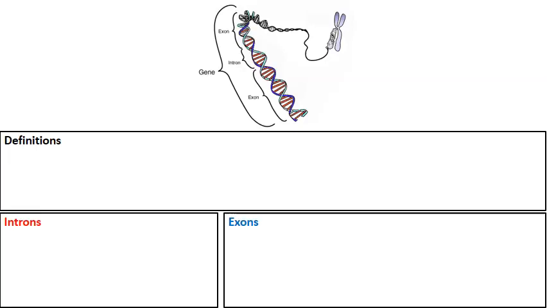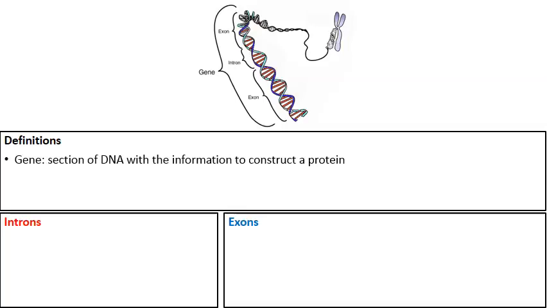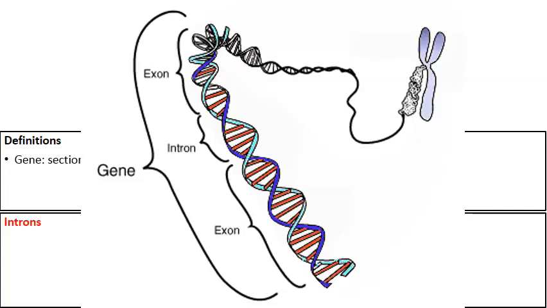Okay, so when we go through this process, we need to understand a few definitions. And first of all, the definition of a gene. From this picture, you can see a gene is a section of DNA with information to construct a protein. Let's take a little closer look at this picture. Let's zoom in. And we can see that a gene is actually made from a variety of these introns and exons. And that's the whole purpose of this video, to show and to understand the difference between the two. But introns and exons are the DNA that make up genes.